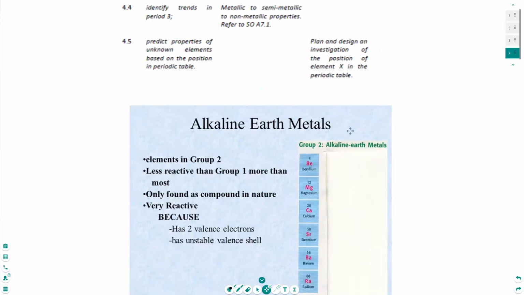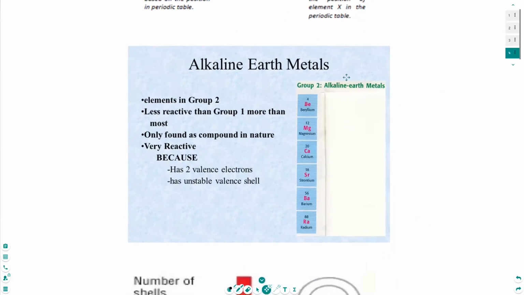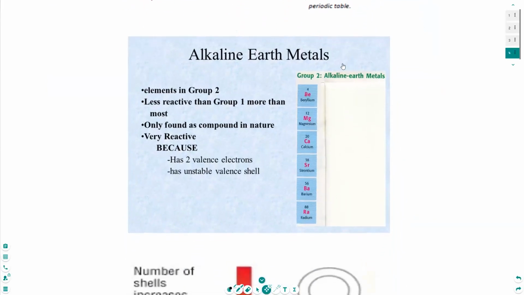So in group 2, we have our alkaline earth metals. Our group 2 elements are beryllium, magnesium, calcium, strontium, barium, and radium. Most times we don't speak about radium because it is quite radioactive, so most times we do not include it in our discussion. Please note that all the elements in group 2 are placed in this group because they all have 2 electrons on their outer shell.